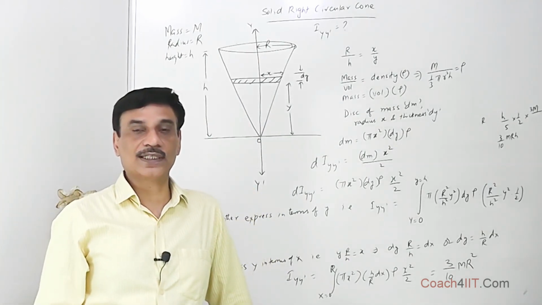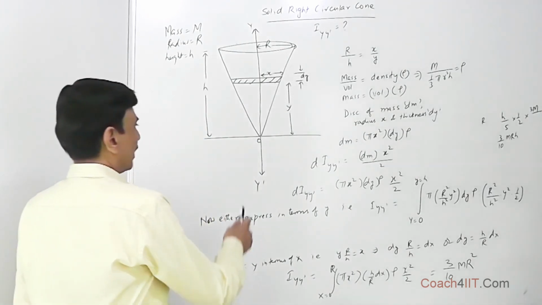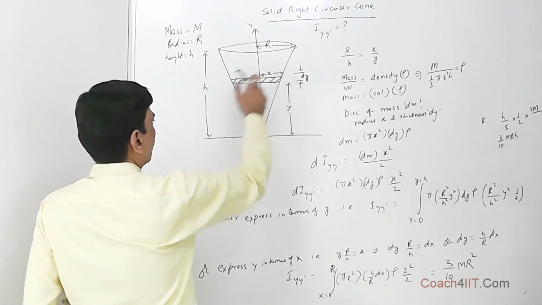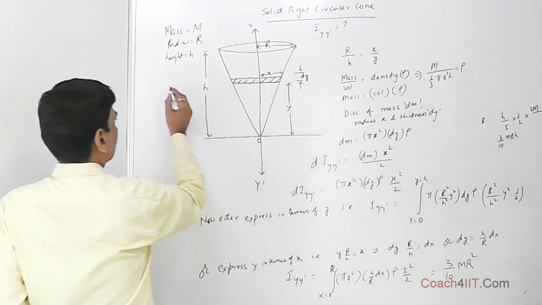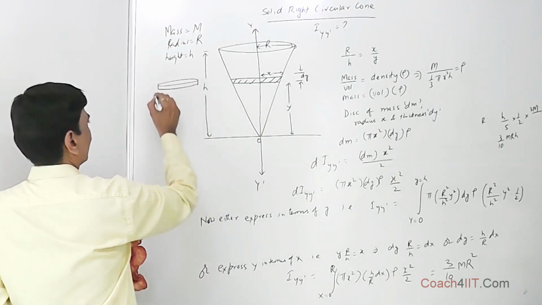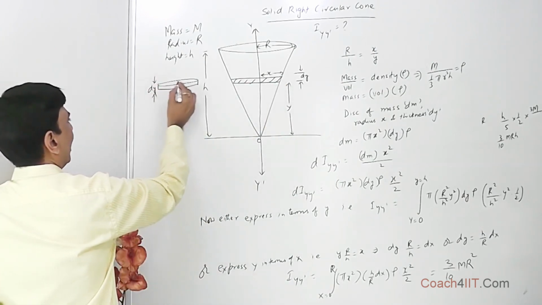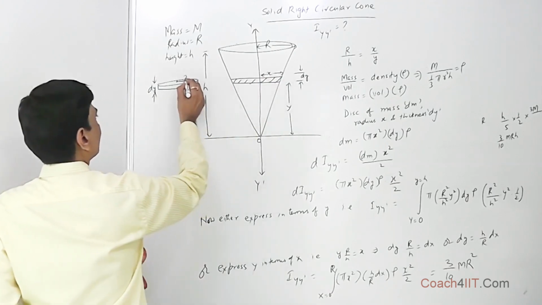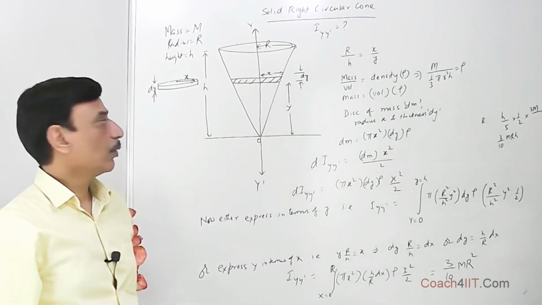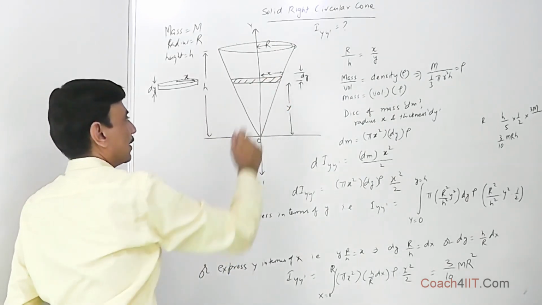That is the volume of a cone, 1/3 that of a cylinder of radius r and height h. So the very first thing we do is, at a distance y, we take a small disc. So we take a section. This section is obviously like a disc, a small cylinder. Its thickness is dy, and its radius we are taking as x. That is, at y distance from here, we have taken a disc of radius x and thickness dy.